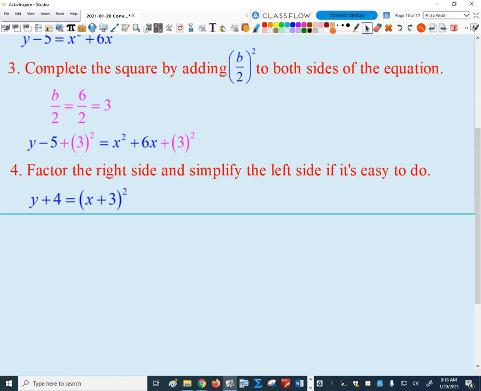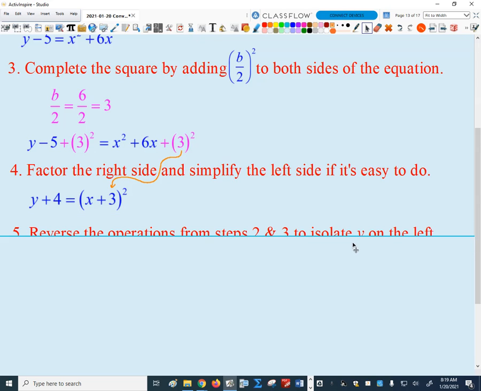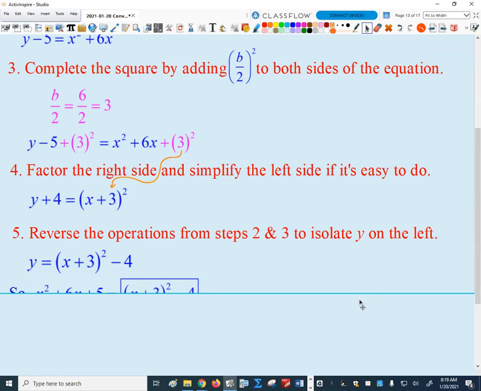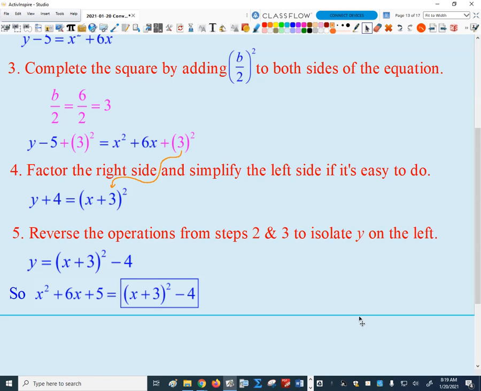So there's a connection here. Whatever number is being squared here is the number that's going to be attached to x in our binomial factor that's being squared, right? Okay, so now all we have to do in our last step is just algebraically isolate the y, which in this case means we're just subtracting 4 from both sides. So we're just reversing our operations. And we end up with our answer in vertex form.